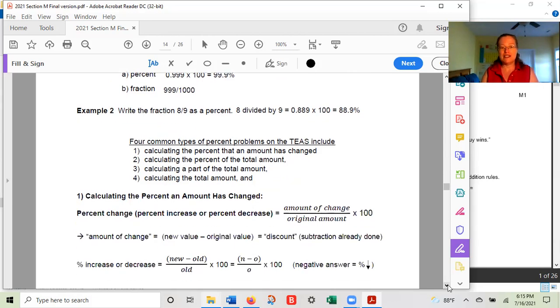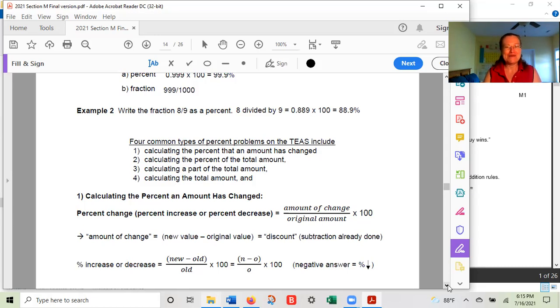For the first idea, calculating the percent that an amount has changed. Then we'll look at calculating the percent of the total amount, calculating a part of the total amount, and calculating the total amount. And apparently it has the word "and" there. So by the time you get this handout, I will probably have changed this. I think I changed the order, which is why it still has that word "and" there, just like a cliffhanger.